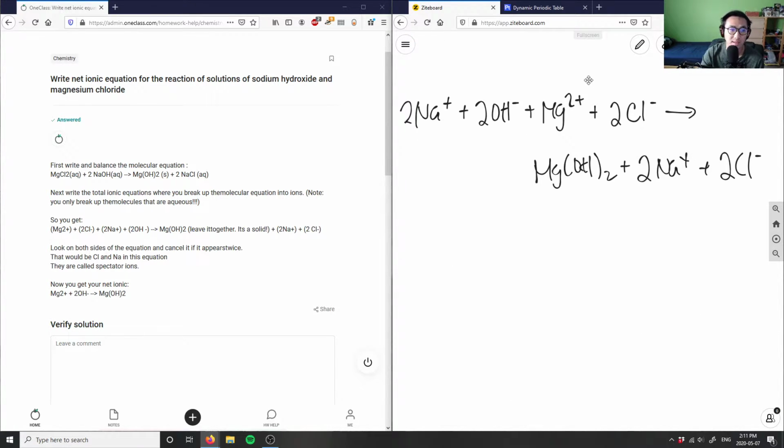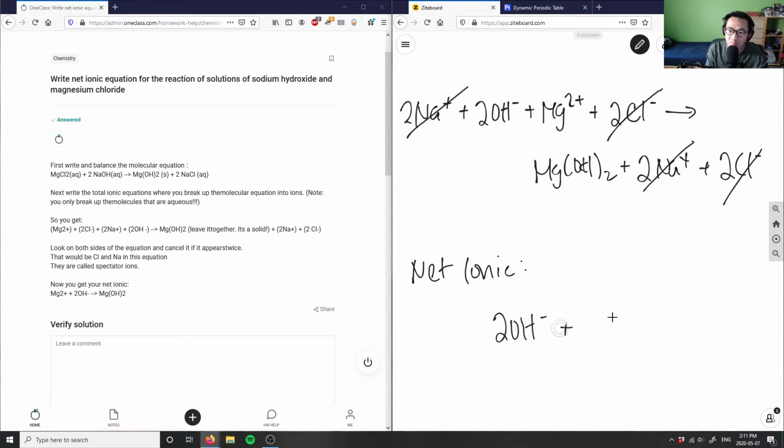So I have these guys here, and I'm going to look at this equation and see if things appear twice, right? So I see 2 sodiums here and 2 sodiums here. I see 2 chlorines here and 2 chlorines here. So therefore, I'm only left with 3 guys here. The net ionic equation would be simply whatever is left over, right? The net ionic equation would be basically 2 OH minuses plus 2 Mg2 pluses would give me MgOH2. And this here is the correct answer.